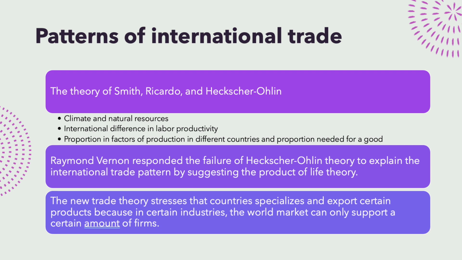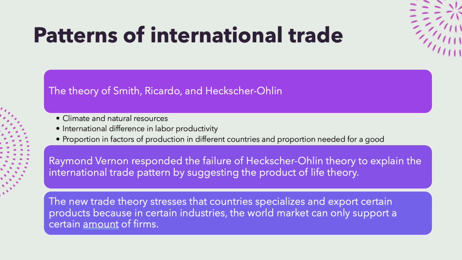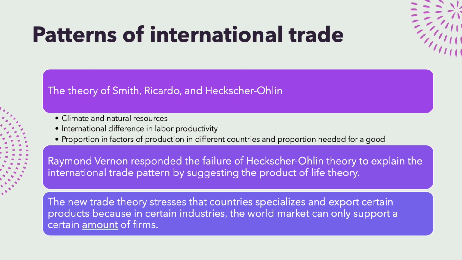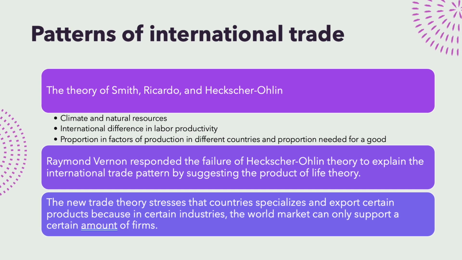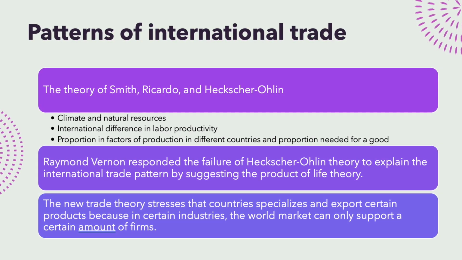The theory of Smith, Ricardo, and Heckscher-Ohlin helps with explaining the pattern of international trade. Climate and natural resources explain it in terms of international differences in labor productivity, the proportion of the factors of production in different countries, and the proportion needed for a good.